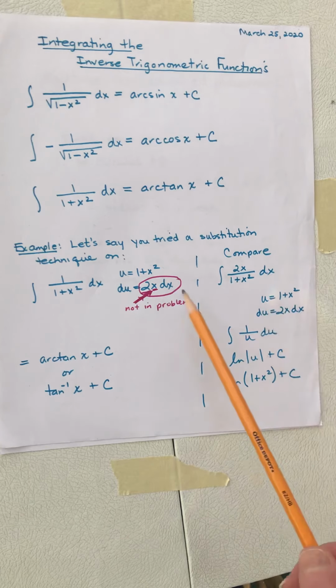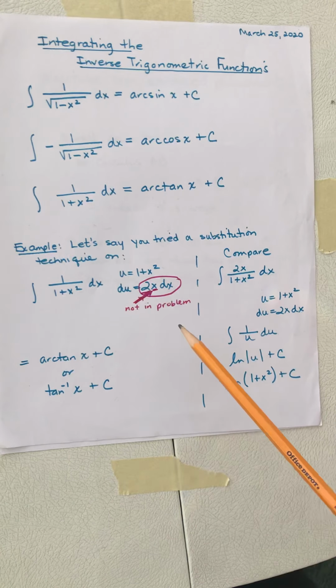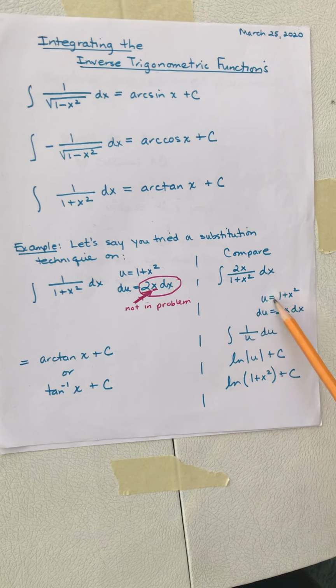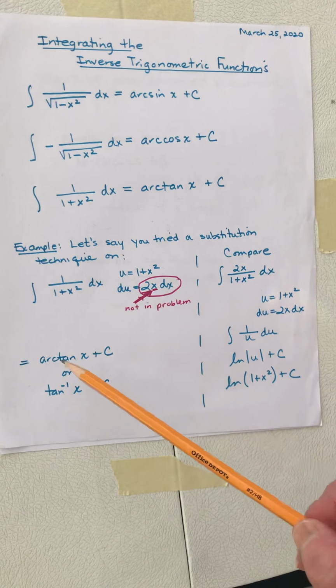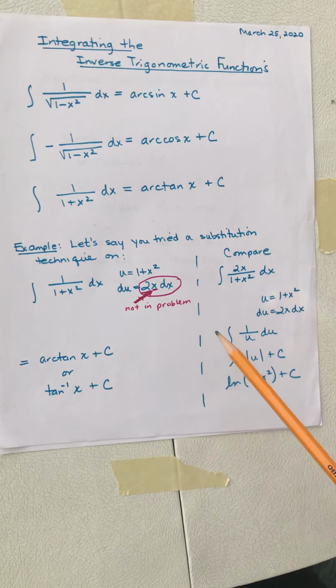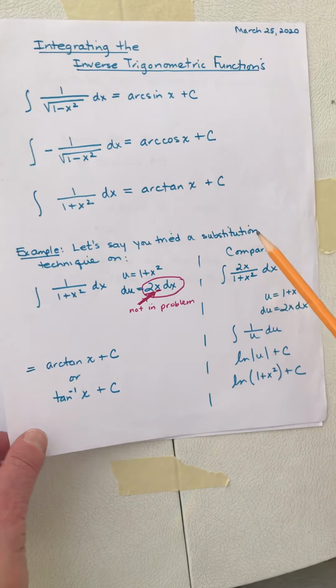But I just wanted to compare them because sometimes this inverse trig function shows up on the AP test. And if you try to do this as a u/du substitution, it's not going to work. And that's because the antiderivative is really the arctan. And also because there's no 2x dx in this problem. All right, I hope that helped. And I just wanted to show you that for today.